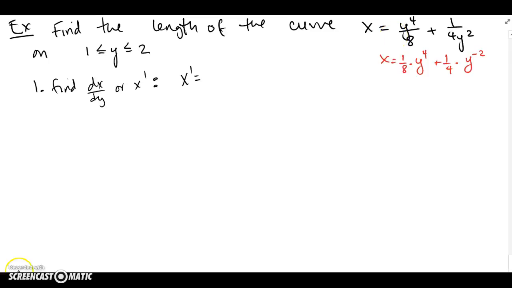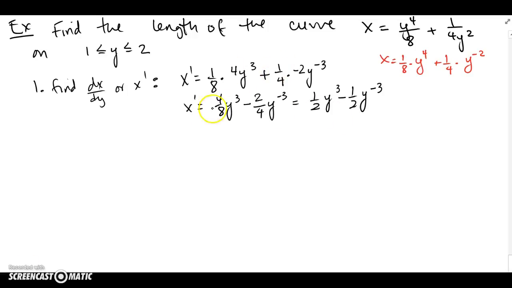So in order to find dx/dy or x prime, I'm going to just rewrite that as 1/8 times y to the 4th plus 1/4 times y to the negative 2, so I can deal with it as a couple of power functions and differentiate them quickly. So 4y cubed plus, bring down the negative 2, y to the negative 3. Remember, I'm differentiating here. Let's clean this up. So I got my x prime to be a half y cubed minus a half y to the negative 3.